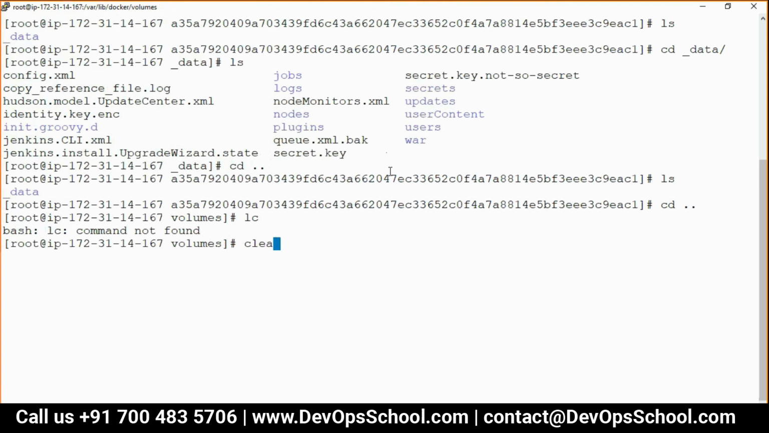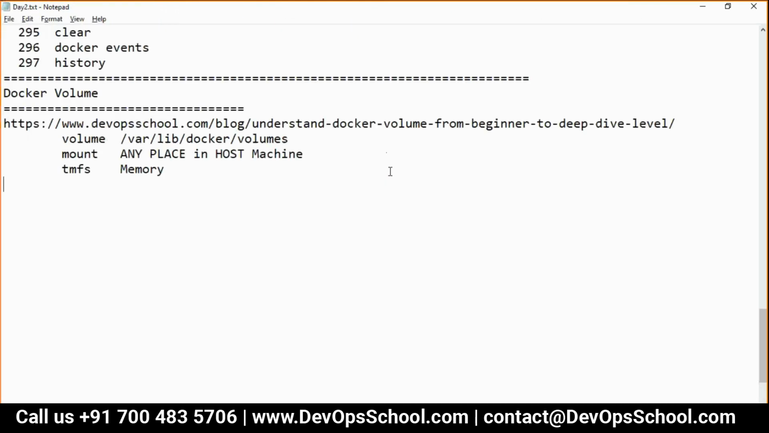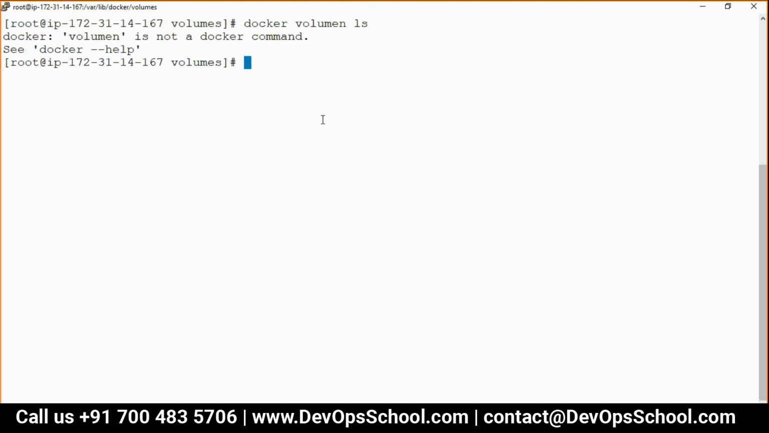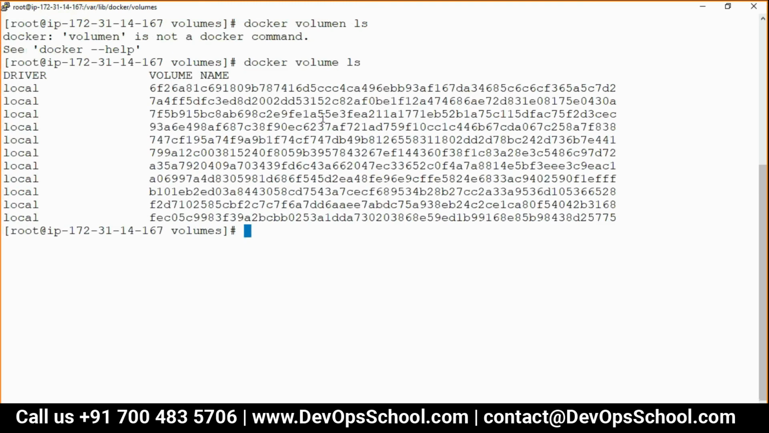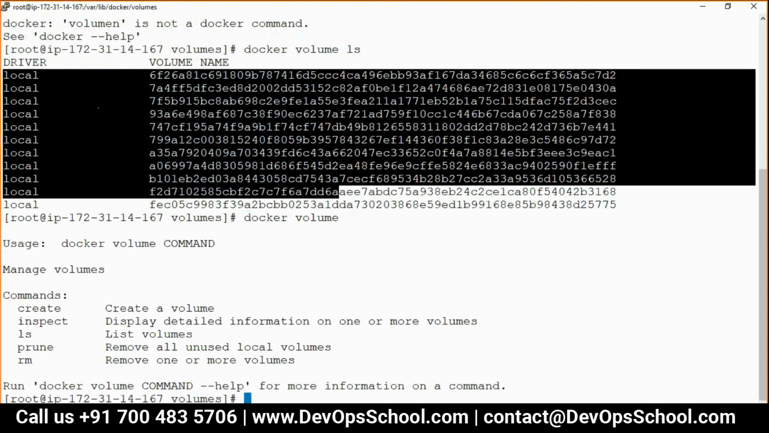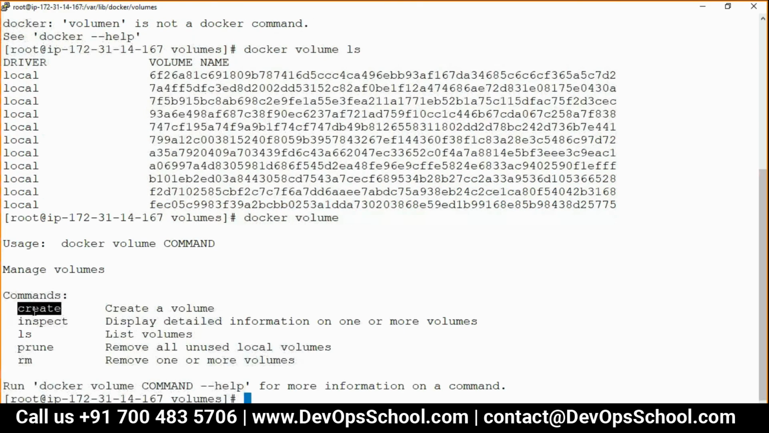But the question is, how do we create volumes? How do we list out the volumes? How will we remove the volumes? How do we use the volumes? That is the question. So now I'm going to teach you different commands. docker volume ls will list out all the volumes. The rest of the commands: you can create a volume, you can inspect the volume, you can remove the volume, you can prune the unused volumes as well.